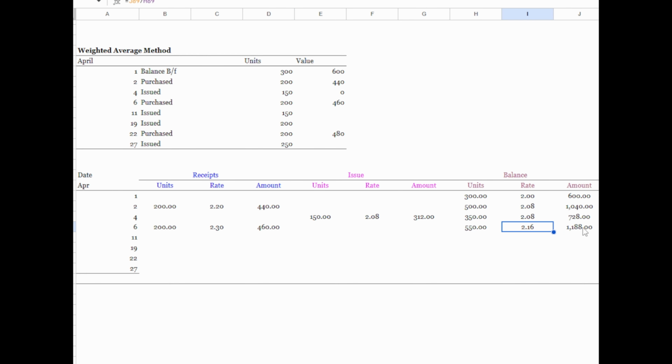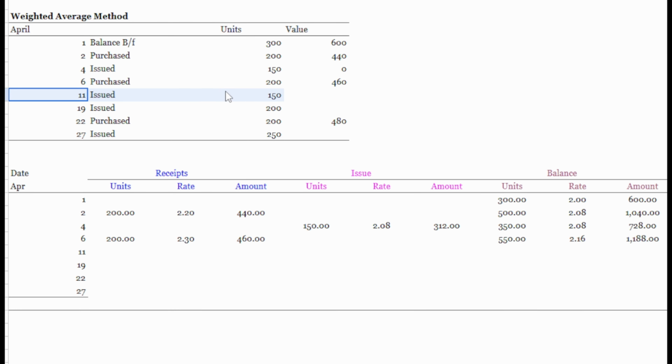And the balance is calculated dividing the amount by units. Next transaction, there is an issue on 11th of 150. So this is 150. So value at which it is issued is the balance value. Now update 550 minus 150, 400, and the value is this minus this 864, and balance rate is 2.14.